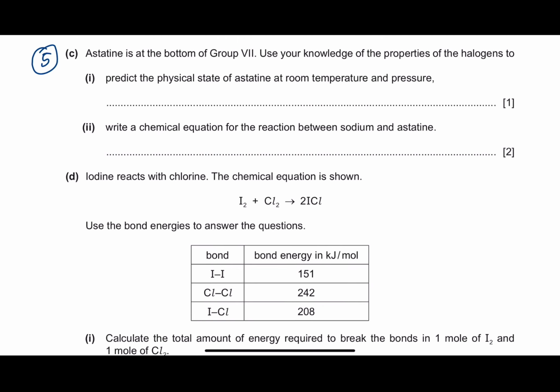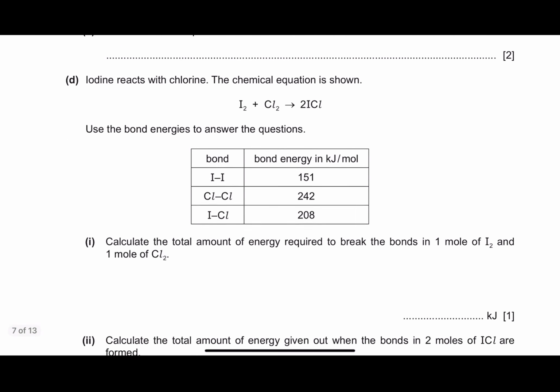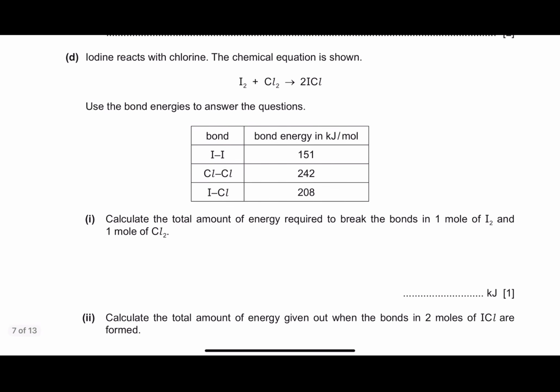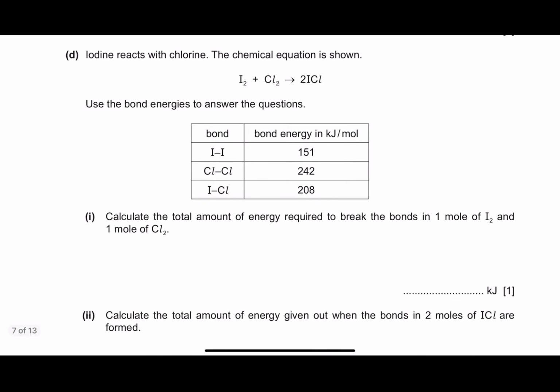So part C is not related to this chapter, and this is the second part of the chapter where you have to calculate the overall energy change for a reaction. So now let's look at the question. It says that iodine reacts with chlorine. Use the bond energies to answer the questions.